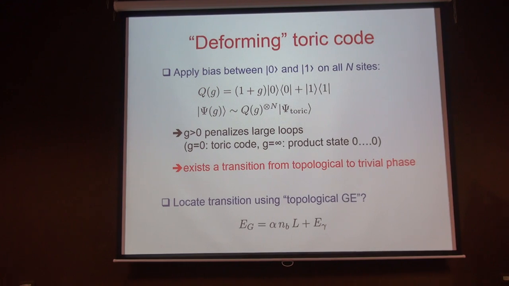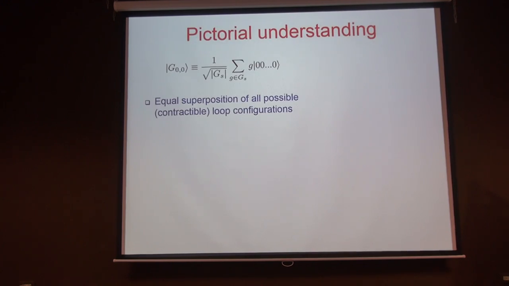So we want to test whether we could use this topological geometric entanglement to extract these constant terms and show that it is constant inside the topological phase and drops to 0 in the trivial phase, and whether we could also use this to identify the transition point. So we want to test this.